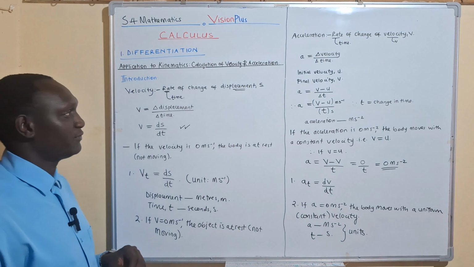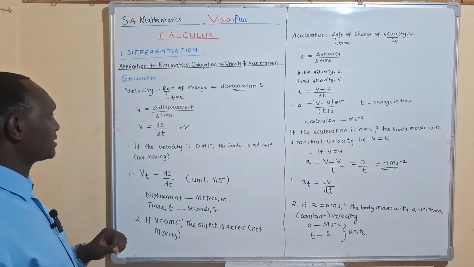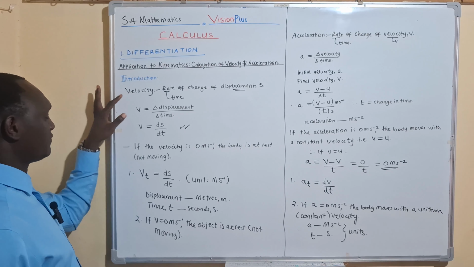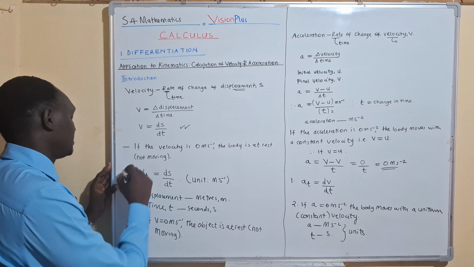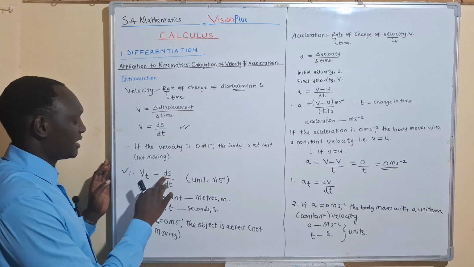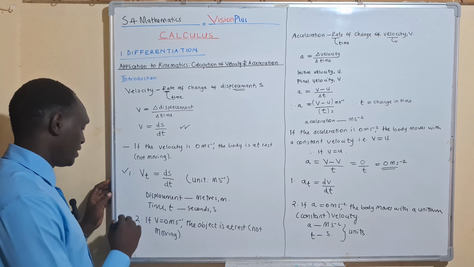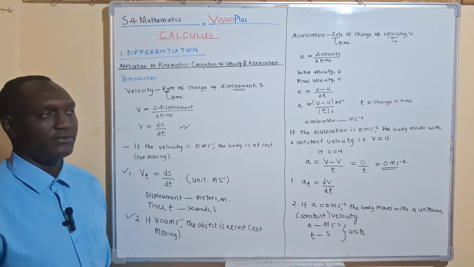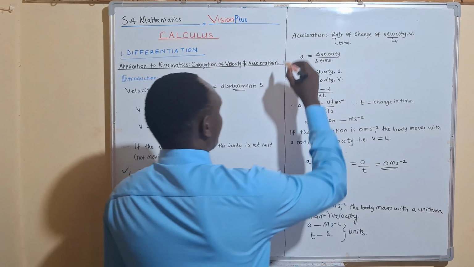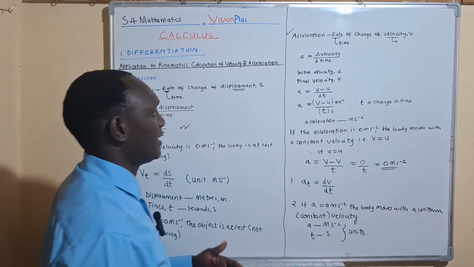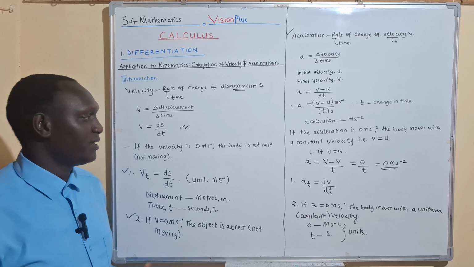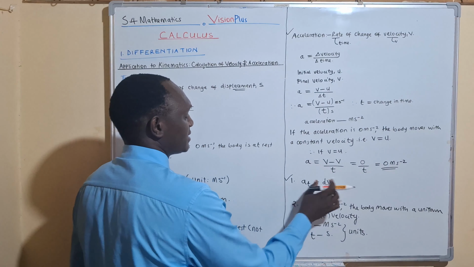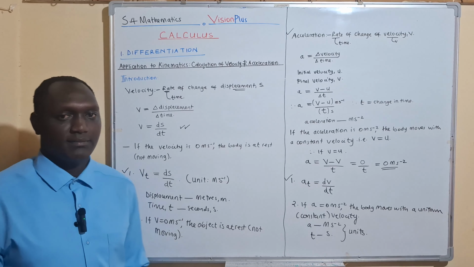What is the summary of the whole thing that we have discussed? The summary is that you must know that velocity is the rate of change of displacement. Therefore, in this concept, the velocity at any time t is given by ds/dt. Number 2, if the velocity is 0, it means the body is at rest. It is not moving. You must also know the definition of acceleration. It is the rate of change of velocity with time. Then you must know that the acceleration at any time t is given by dv/dt. You must keep that in your head.